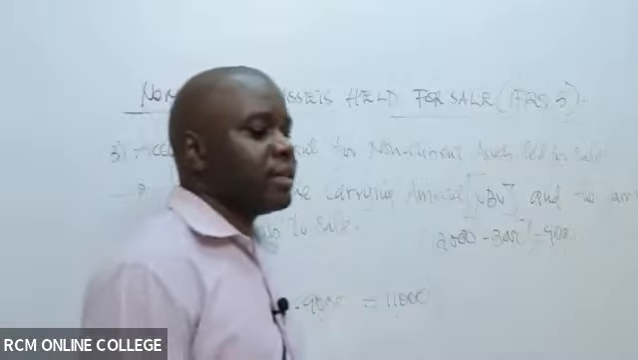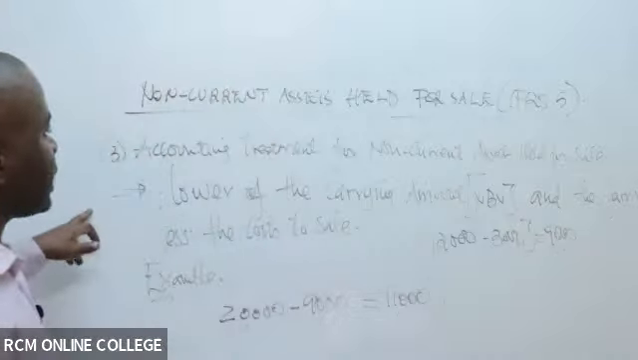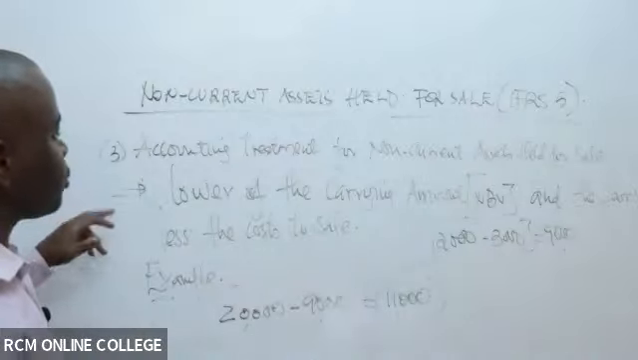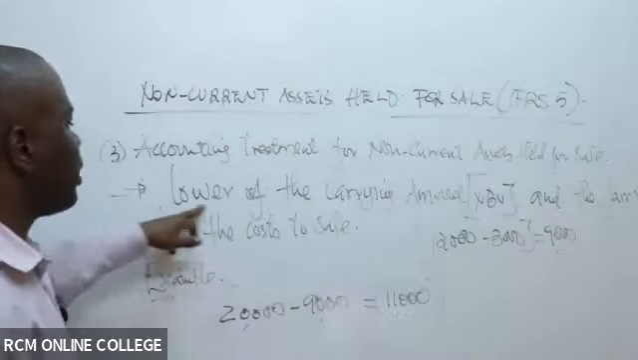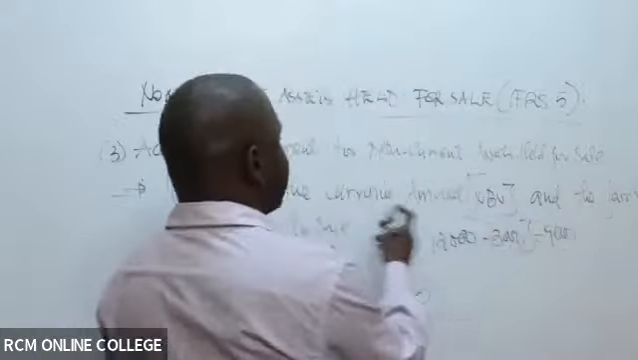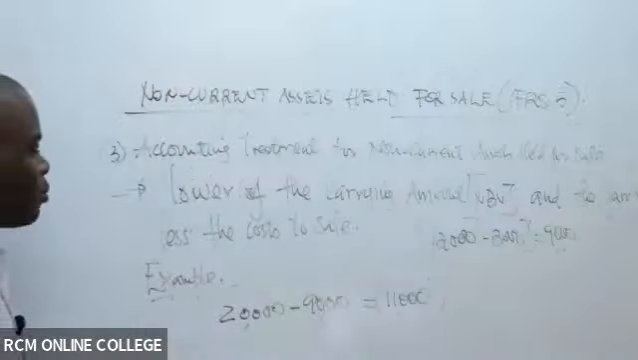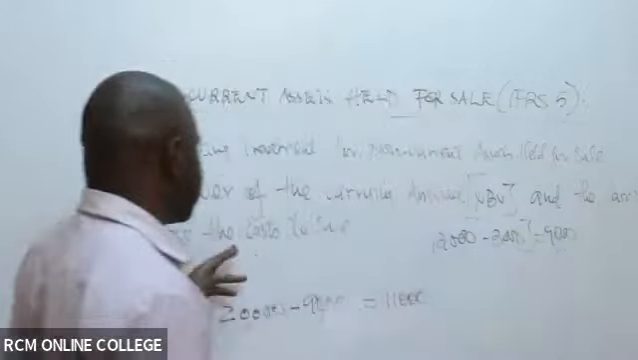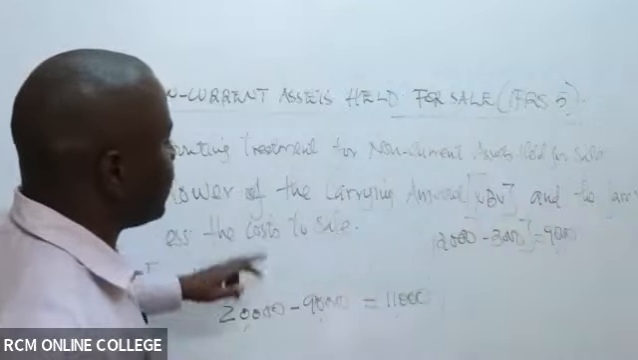In this case, it will be 9,000, because under non-current assets held for sale, the accounting treatment, what you recognize in the books of accounts or the financial statements, will be the lower of the carrying amount and the fair value less the cost to sell. It's like Manchester United versus Liverpool. The fair value less the cost to sell is Liverpool. You take the lower of the two, which is 9,000.